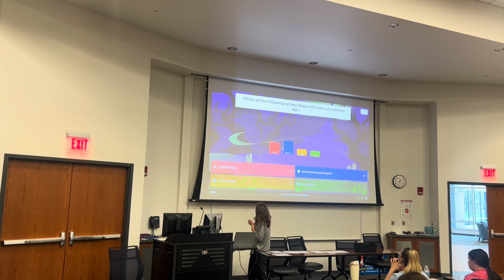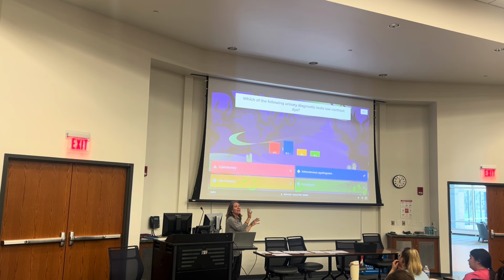IVP, or intravenous pyelogram, is an image of the kidneys. Pyelo is kidneys, gram is a recording or a picture, and it's IV because they insert that contrast dye. The dye goes through the kidneys, and then they can see if there's any stones, tumors, narrowing or restrictions or anything.